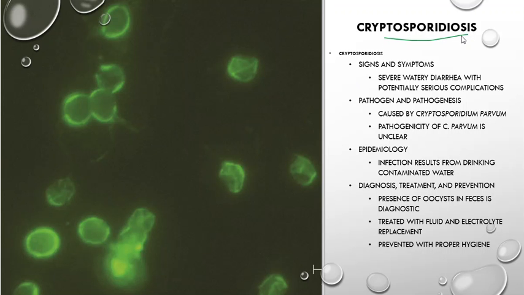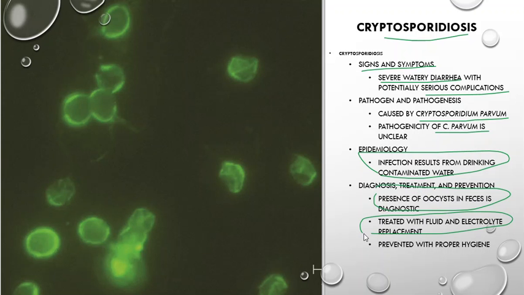cryptosporidiosis. Signs and symptoms: severe watery diarrhea, serious complications. Cryptosporidium parvum. Pathogenicity, we don't really know how it works. Drinking contaminated water is how you get it. Oocysts, those are basically eggs. In the stool samples are how we diagnose it. Fluid and electrolyte replacement, and again, proper hygiene.